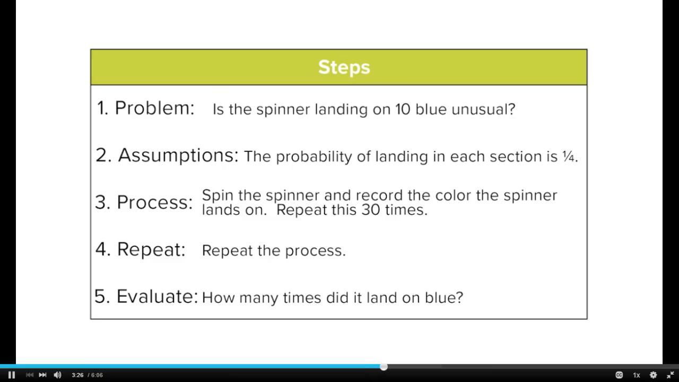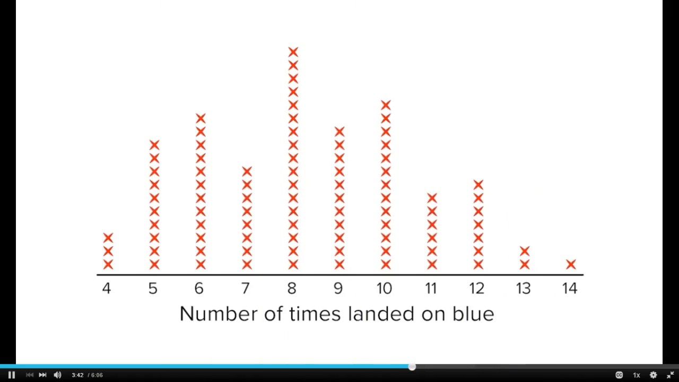How many times did it land on blue? Take all those trials and graph your data. A frequency table is often used to organize this type of data. I ran the simulation of spinning the spinner 90 times and graphed my results on this frequency table, showing how often the spinner landed on blue. Take a look at this table and see if you notice anything interesting. Based on running our simulation many times, we can see that getting blue only 5 times is not that unusual.